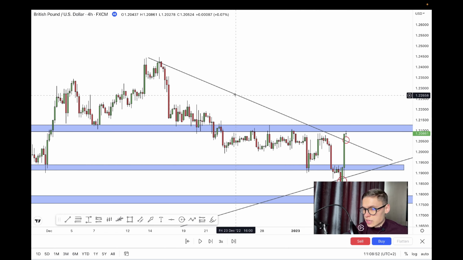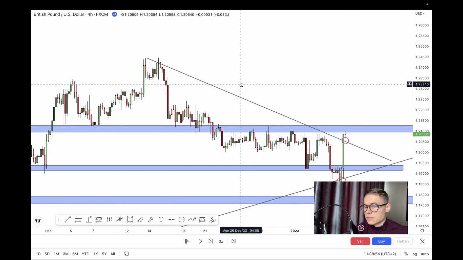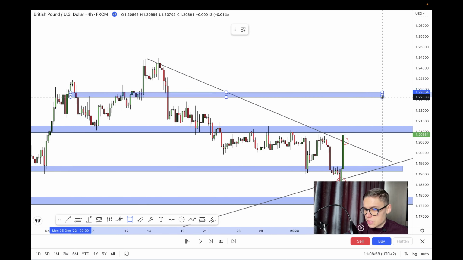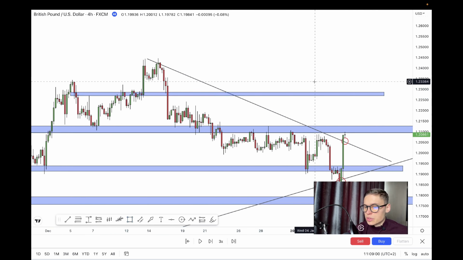And the last thing that we can do before we scale down to even lower time frames is mark some more key market levels right here. These will be really beneficial when we look at where our potential take profit could be.